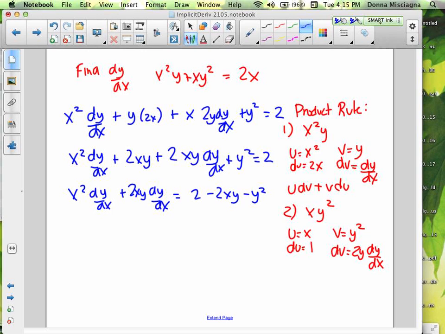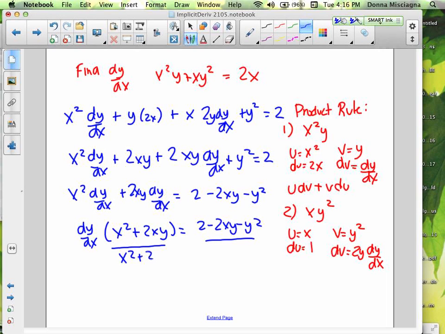We'll factor out the dy dx. So dy dx times x squared plus 2xy equals 2 minus 2xy minus y squared. Divide both sides by x squared plus 2xy. And we have our derivative. Dy dx equals 2 minus 2xy minus y squared all over x squared plus 2xy.